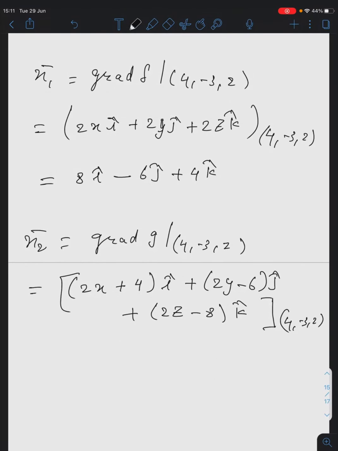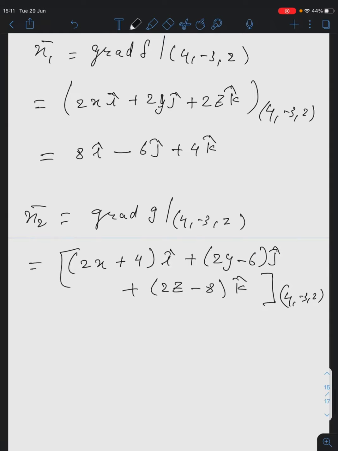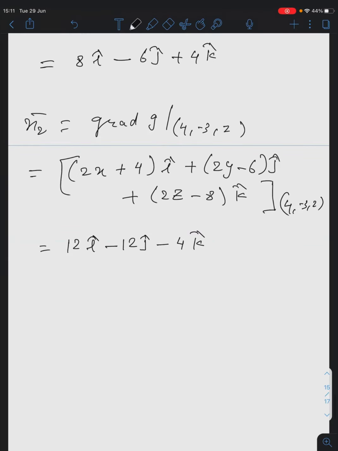So x, y, z need to be replaced with these values. When you substitute 4 here, you will get 8 plus 4, so 12 i. Then again minus 3, when you substitute, minus 6, again minus 12 j cap. And for 2, when you substitute you will get 4, so 4 minus 8 will be minus 4 k cap. This is n2 bar.